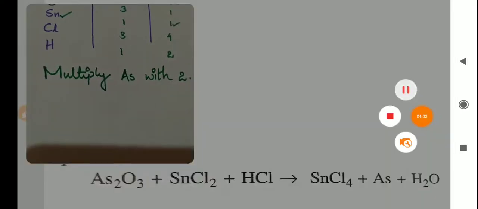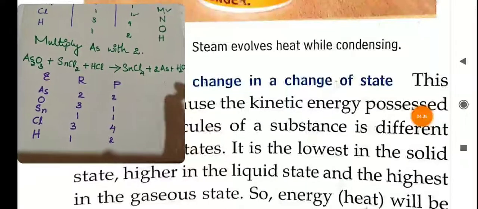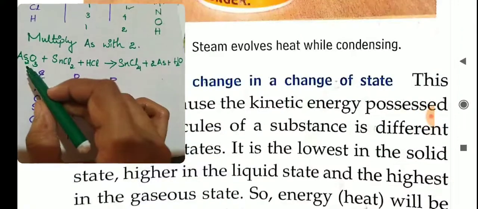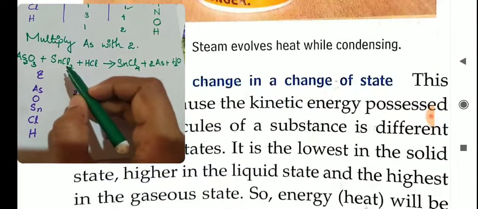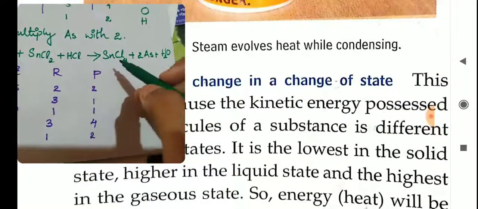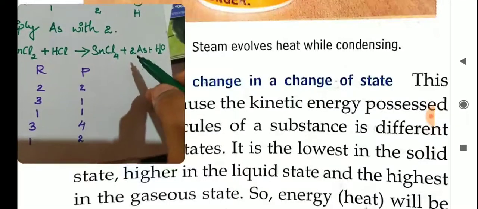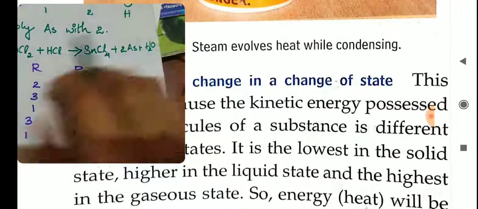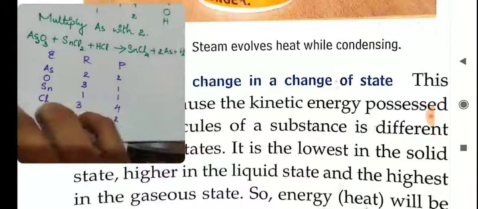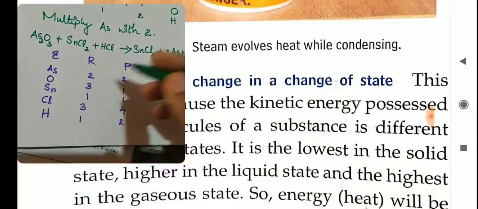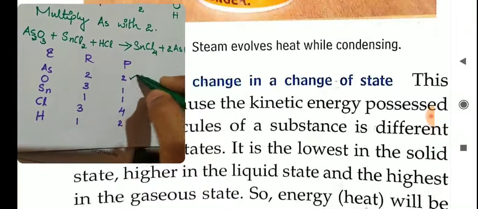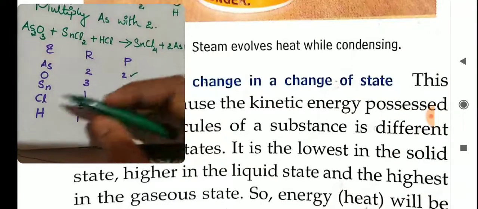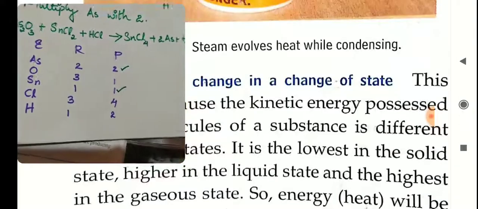So now you listen. After multiplying arsenic with 2, how will it come? The equation will come as As2O3 plus SnCl2 plus HCl gives SnCl4 plus 2 into As, because we have multiplied with 2, plus H2O. So this is our equation, and in the table it came as arsenic. Now arsenic is balanced. Then Sn, tin, is also already balanced, right?